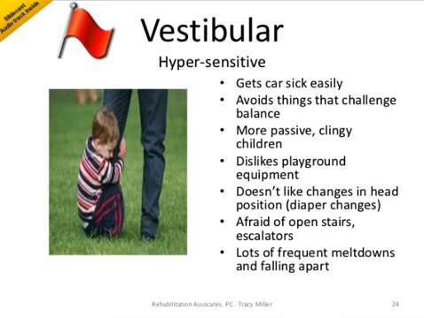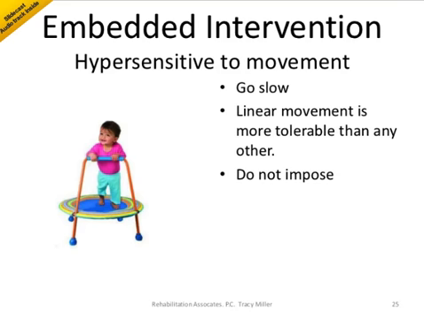You have to go slow with them. So what are the things that we would want to do? And as I mentioned, you go slow. Know that linear movement is more tolerable than movement that's in an arc. So you see this baby's on the little mini tramp, and this baby has full control of how much they want to move, how little or how much, got something to hold on to, and it's going up and down.